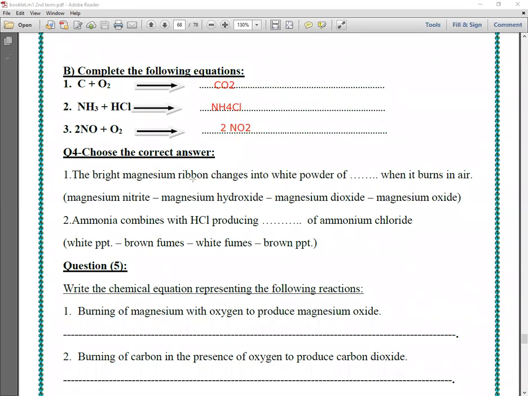Choose the correct answer. The bright magnesium ribbon changes into white powder of what? When the magnesium burns in the air, it produces magnesium oxide. Number 2, ammonia combined with HCl producing what, ammonium chloride? This is white fumes.